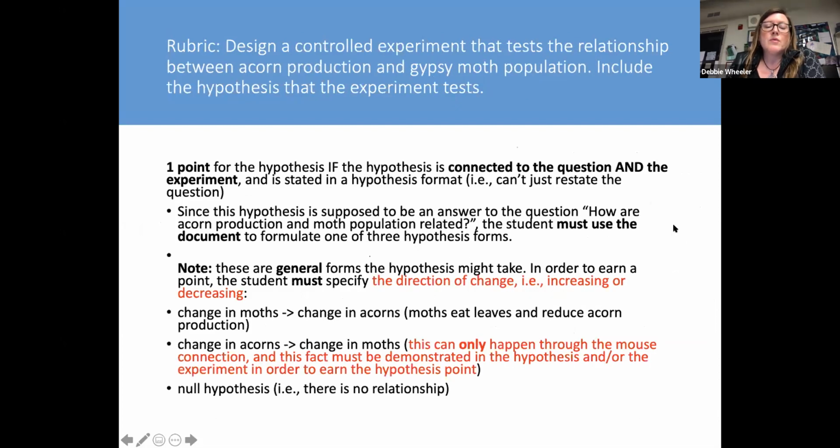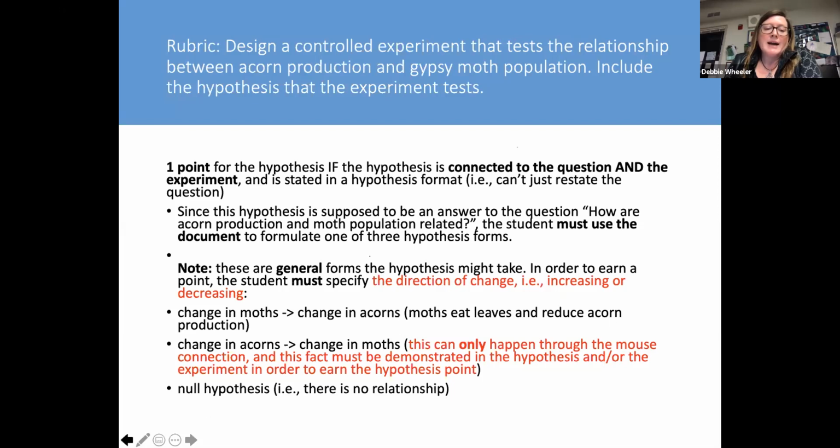So whenever you're creating a hypothesis, I've got in red here, the direction of change has to be specified for both organisms. The samples we've got up there do that, which is pretty awesome. So it's really important that you just don't say, I think if the moths change, then the acorn number will change. You have to show directions for both of those. And if you say change in acorns is going to cause a change in moths, you need to make sure that you explain it's through the connection with mice.